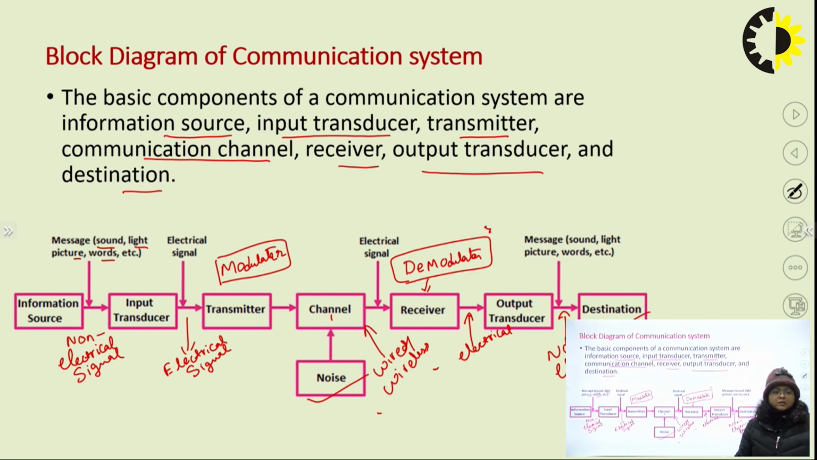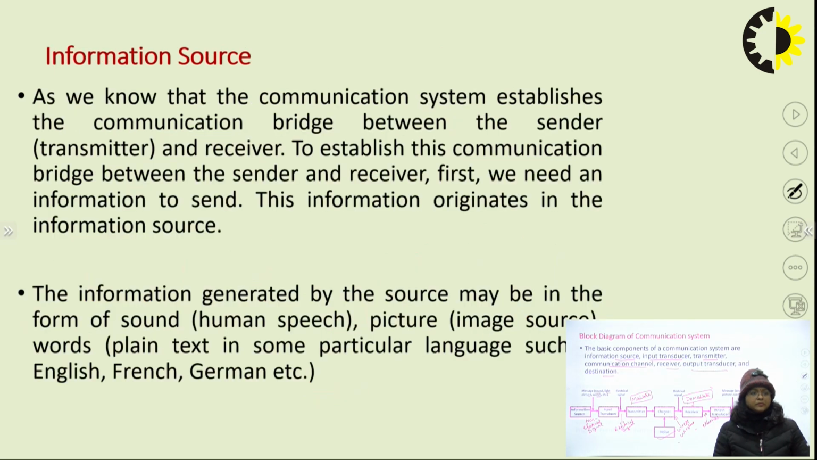to the destination. So this is the overall architecture or block diagram of a communication system, which consists of information source, input transducer, transmitter, channel, receiver, output transducer and destination. And the noise by default adds to the channel, and hence treatment of noise is very important in receiver side.